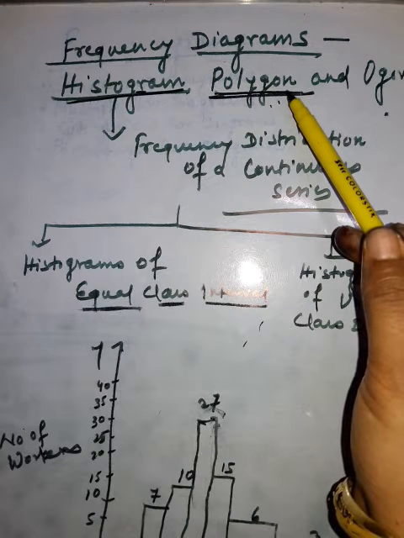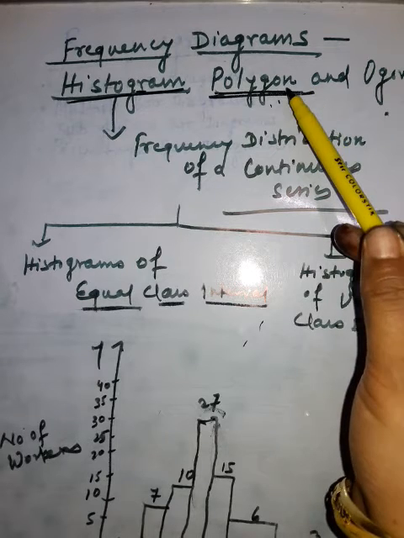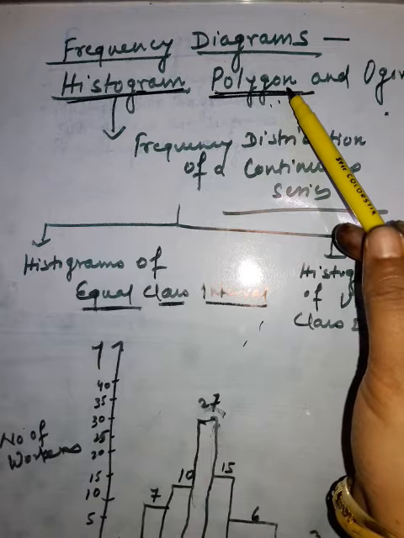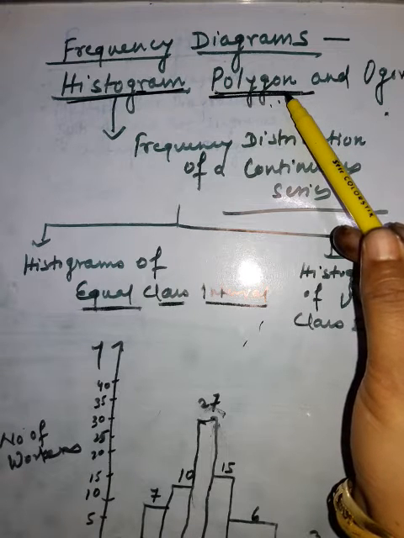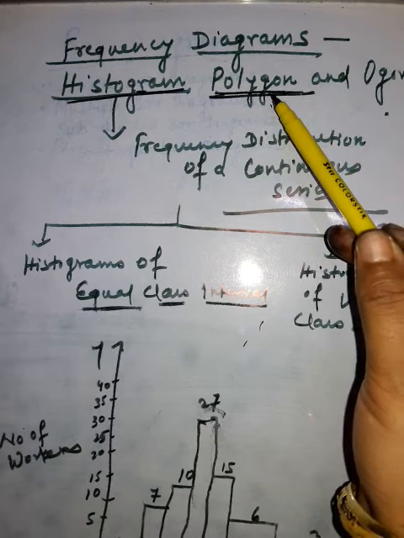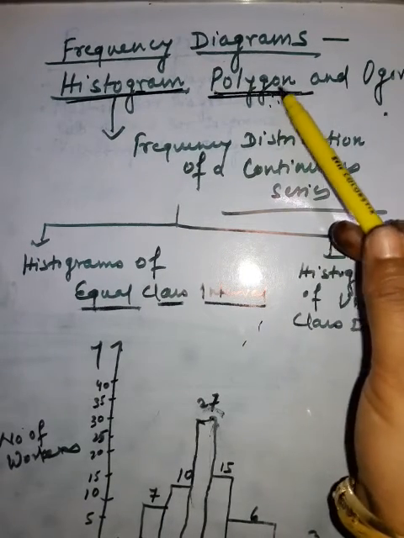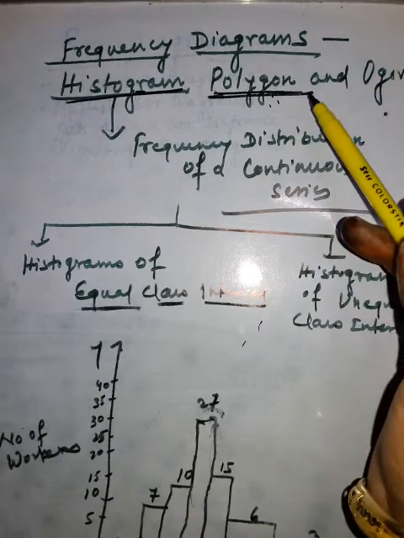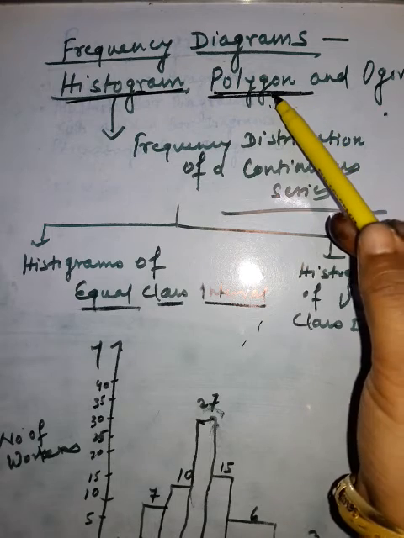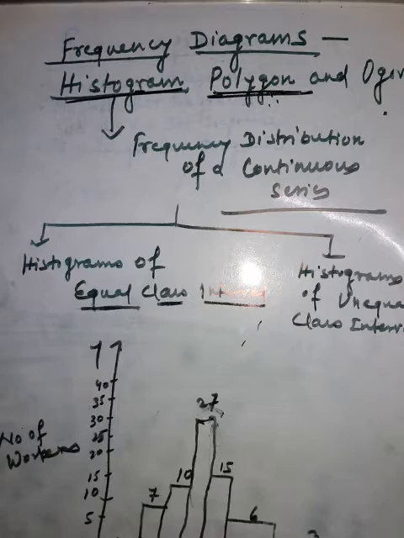Though polygon can be drawn even without constructing a histogram, for this the mid values of the class of frequency distribution are marked on the x-axis of the graph and the corresponding frequencies are marked on the y-axis. So polygon can be drawn with the help of histogram and without histogram. Okay, now I explain it with the help of a few examples.